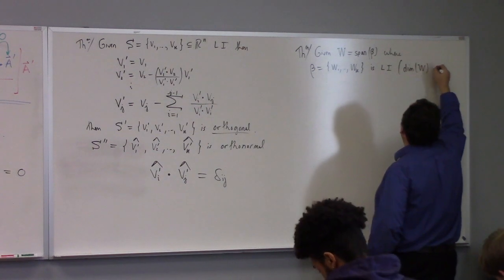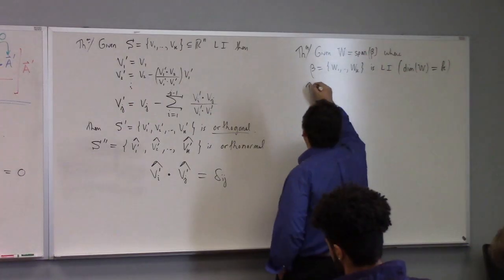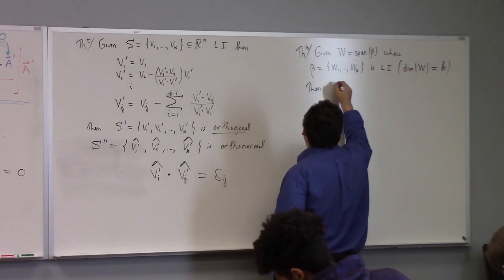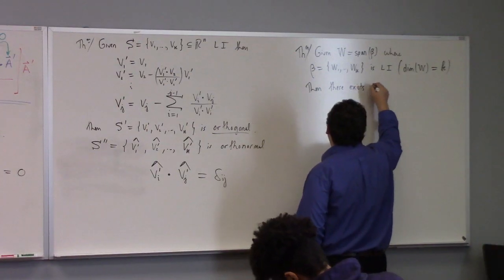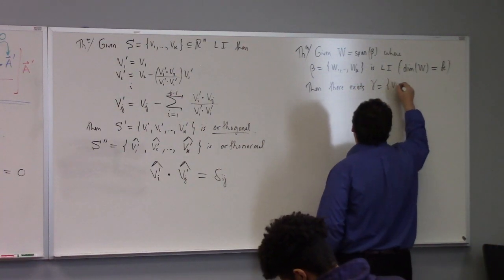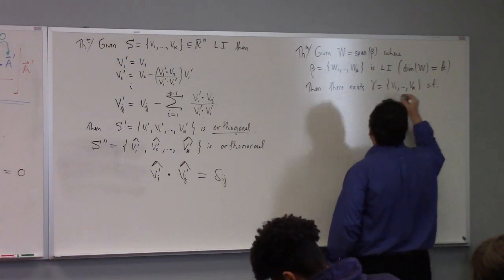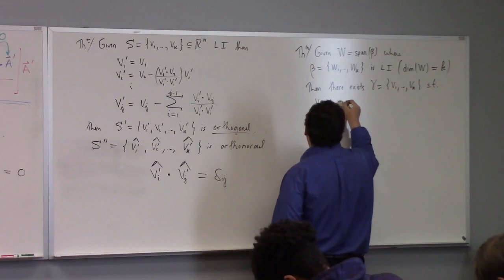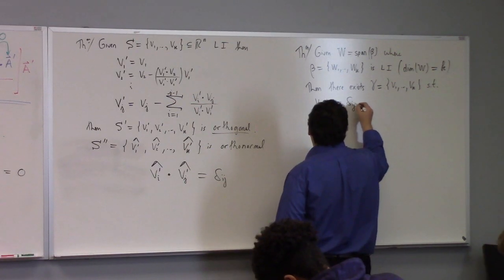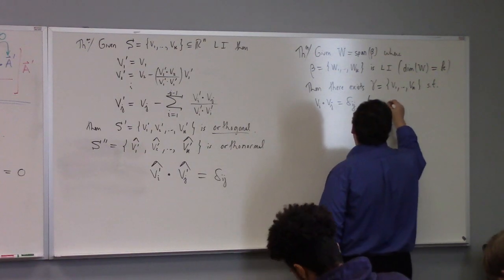So what I've just showed you guys is that then there exists, let's say, gamma V1 through Vk such that Vi dot Vj is equal to Kronecker delta Ij. So this is an orthonormal basis.